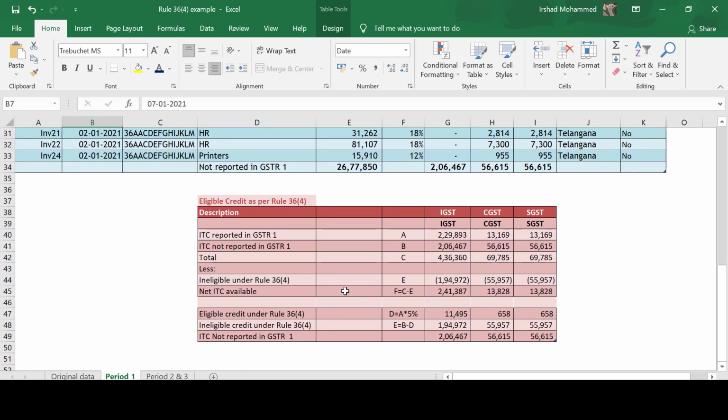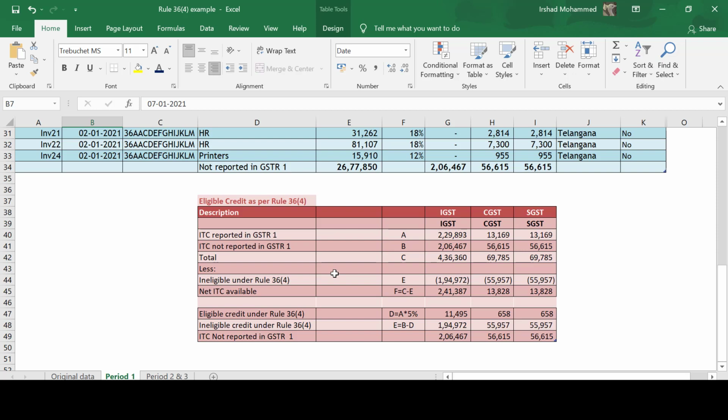So this table provides the computation steps for arriving at the eligible ITC, eligible credit for the month of January. So we need to remember that this computation is for the period 1 only, and we are not doing this computation for the February. So this has to be kept in mind. We are doing this for the period 1, because in subsequent worksheets I will try to highlight why it is important.